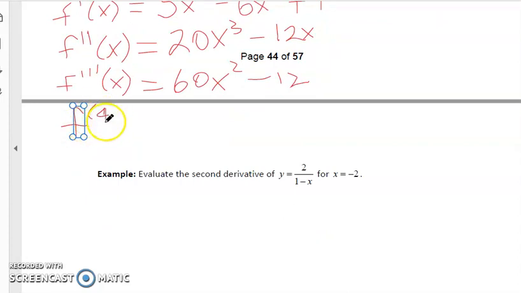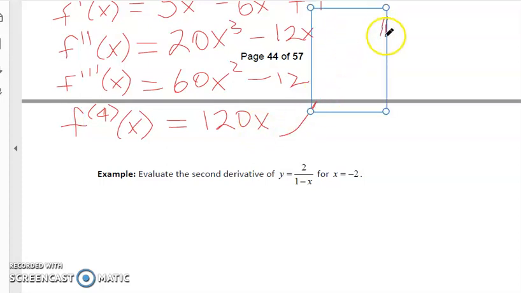Now inside the brackets, the fourth derivative of x is equal to 120x. And now the minus 12 itself vanishes. Now even that's gone. Let me come up here. Oh my goodness. All right, pretend I'm coming up there.